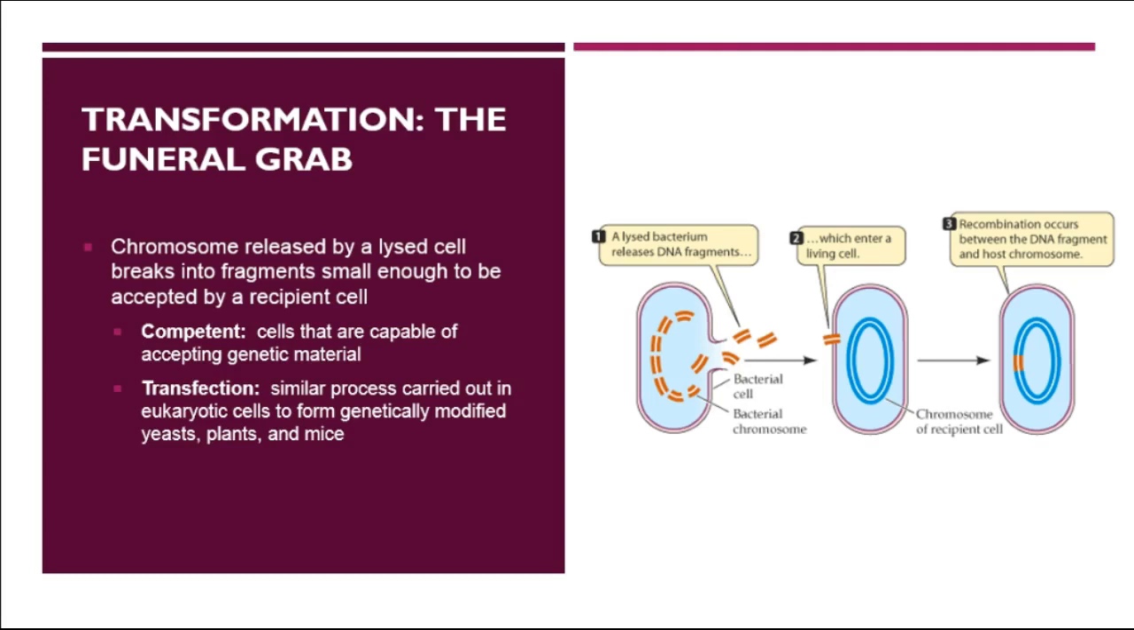Cells that are able to do this are said to be competent. They are capable of accepting genetic material from the environment. Transfection is a similar process that happens in eukaryotic cells, and this is how we have in the laboratory genetically modified some of these cells, like yeast and plants, some mice cells, through this process.